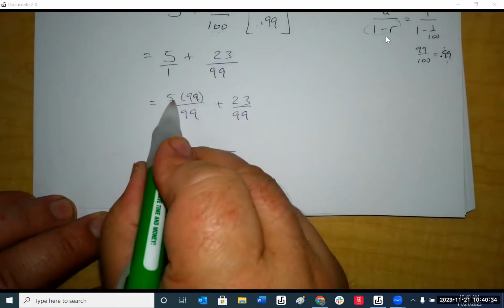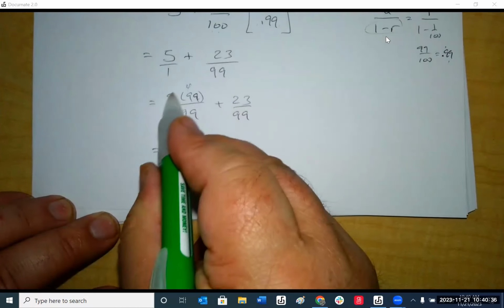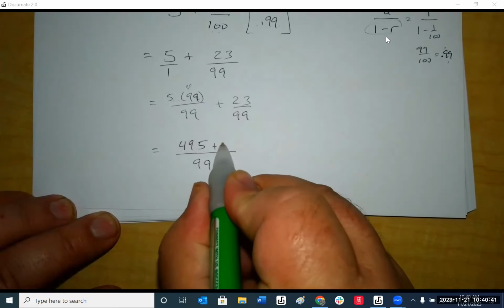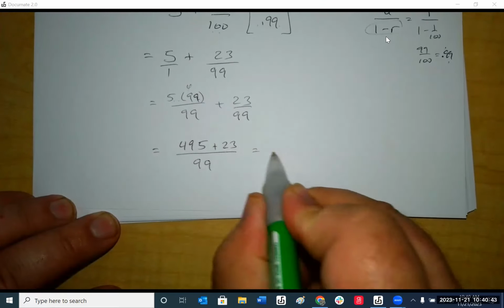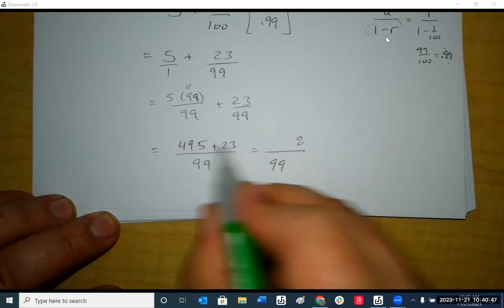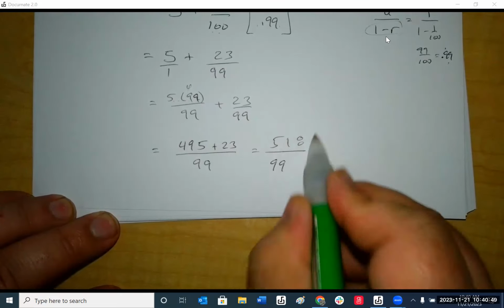So 45 plus 45 plus 4 is 49. Plus 23. Eight, 1, 5.